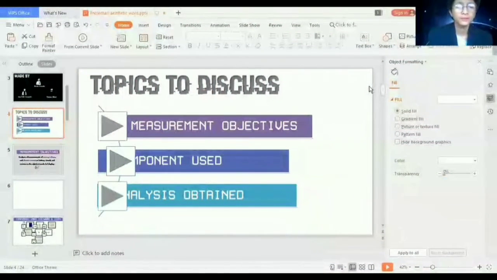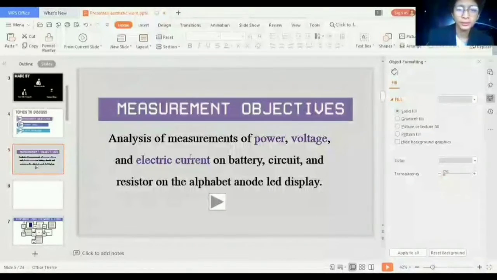Topics to discuss: first, measurement objective; second, components used; and third, analysis obtained. First, what is the meaning of measurement objective? Measurement objective is the analysis of measurement of power, voltage, and electric current on the battery, circuit, and resistor under the LED display.